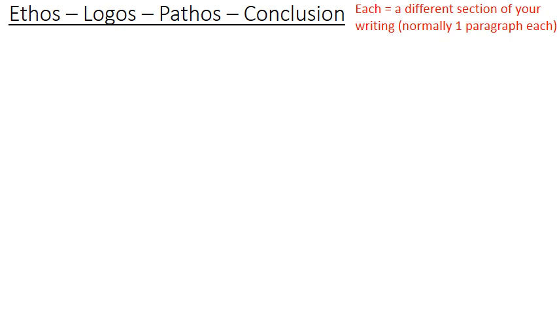I'm going to talk you through each section of Ethos-Logos-Pathos-Conclusion, and I would like you to make some notes, and you can pause me as much as you like. I'd like you to make some notes of what each section needs you to do. What's the purpose of each section?